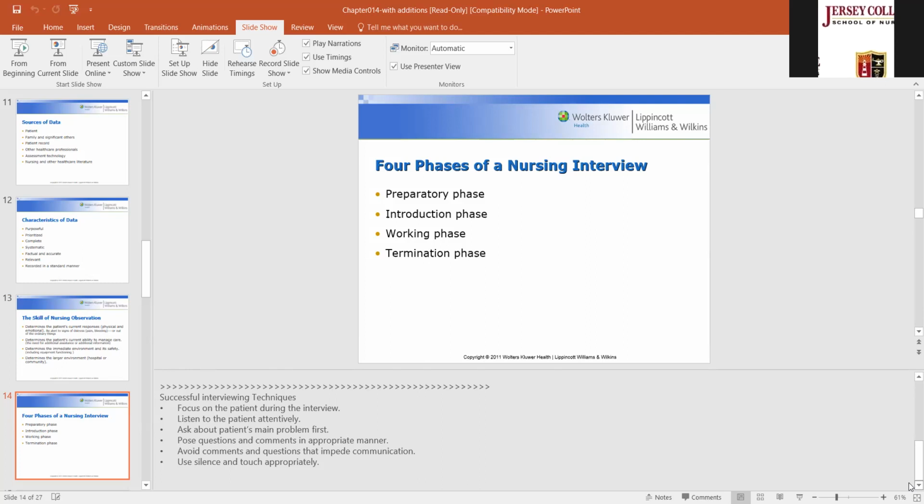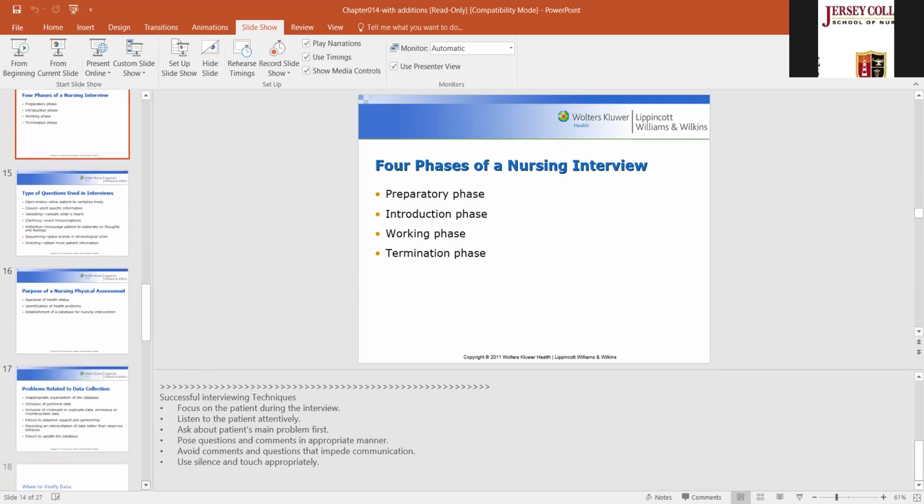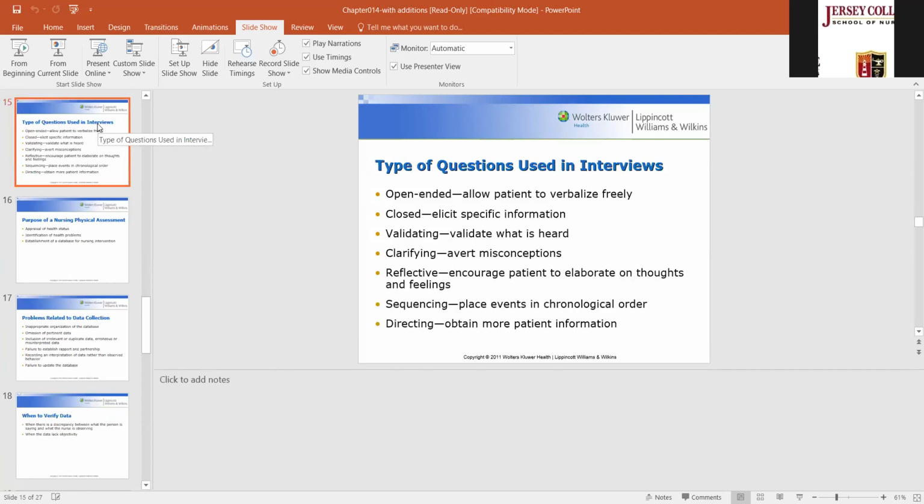Okay, like acting like you're not listening, your stance, standing with your arms crossed, or looking like you're not approachable. And then you can use silence and touch appropriately. So we're using open-ended questions if we want the patient to verbalize freely. If we need a specific response, we can use occasionally a closed-ended question.